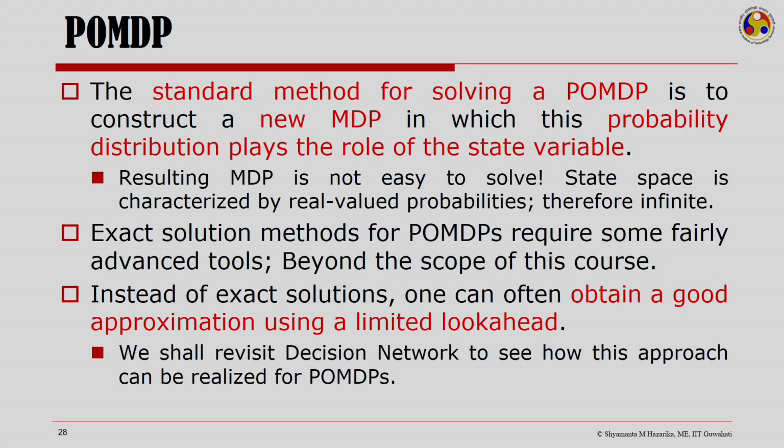Instead of exact solutions, what one can often obtain is a good approximation using limited look ahead, as we had done while we were discussing game playing. Now, we shall revisit decision networks and see how this approach can be realized for partially observable Markov decision problems.